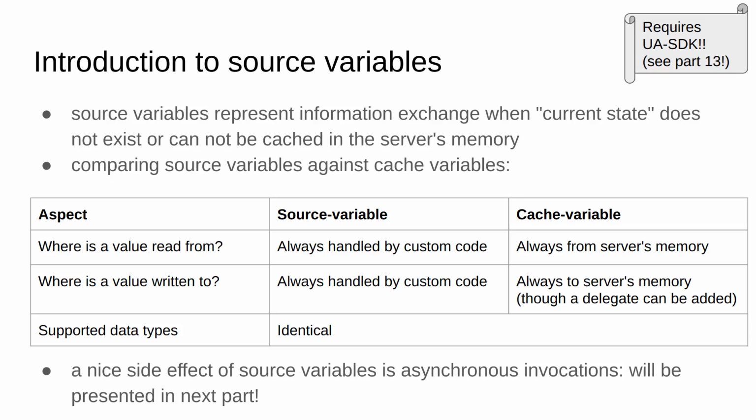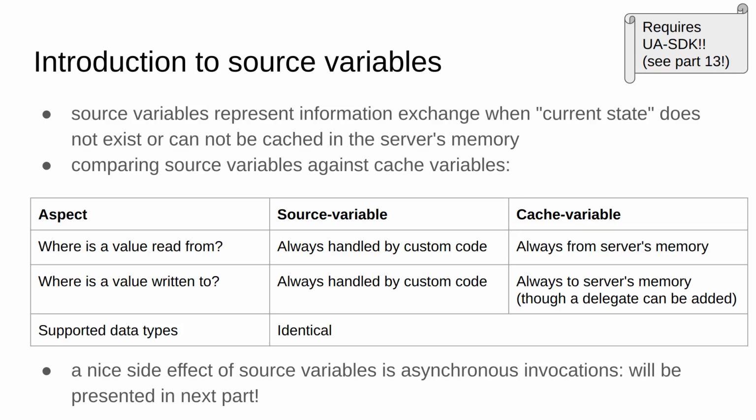Let's now go via the difference. So when we compare like line by line source variables against cache variables, what we see is primarily what is the value when you read this. When a client reads a value, in the case of source variable, it's always handled by your custom code. So it's always passed. The query is always passed to the code that you're going to write in C++, while with cache variable, it's always taken from server's memory. You can change, in cache variable, you can change that server's memory, but whenever a client requests that, it's always taken from the memory, from the cache. In source, it's always handled by the custom code.